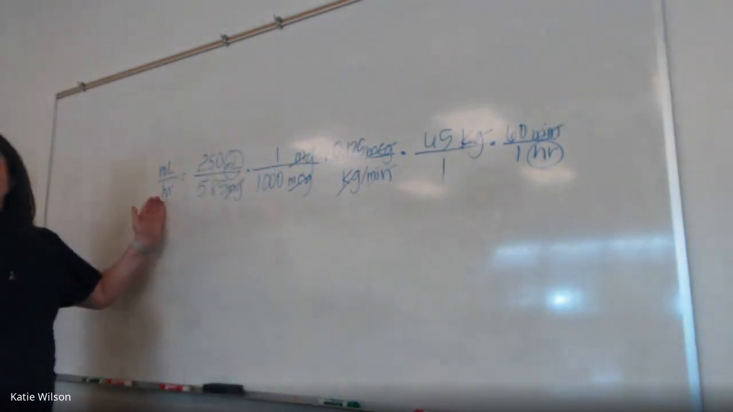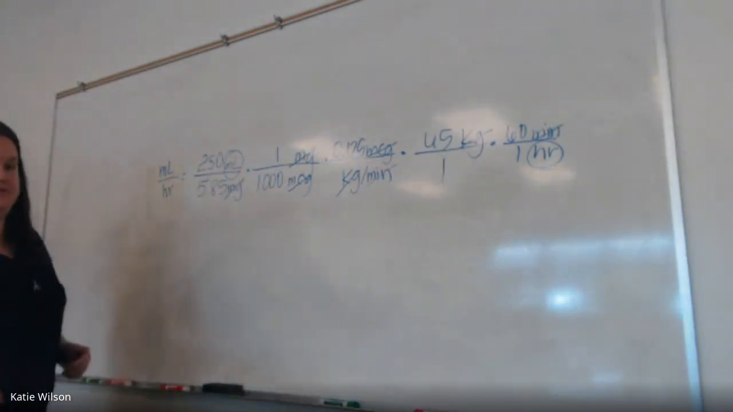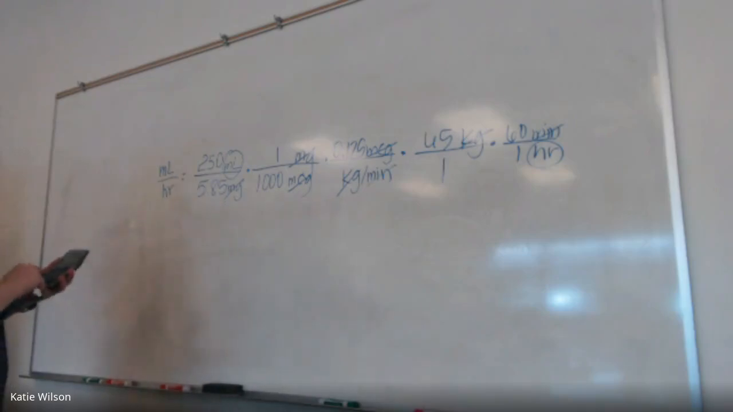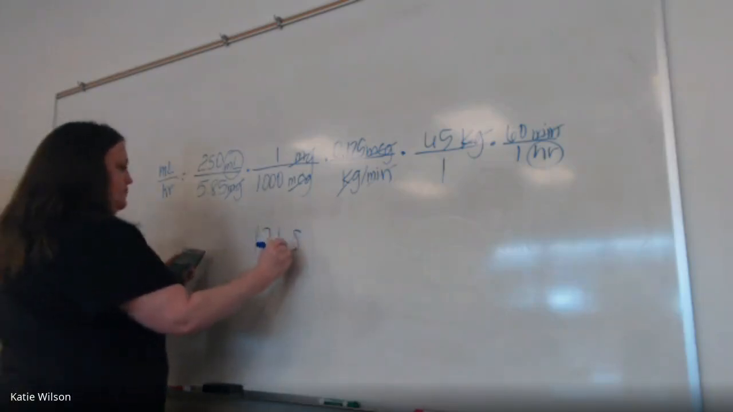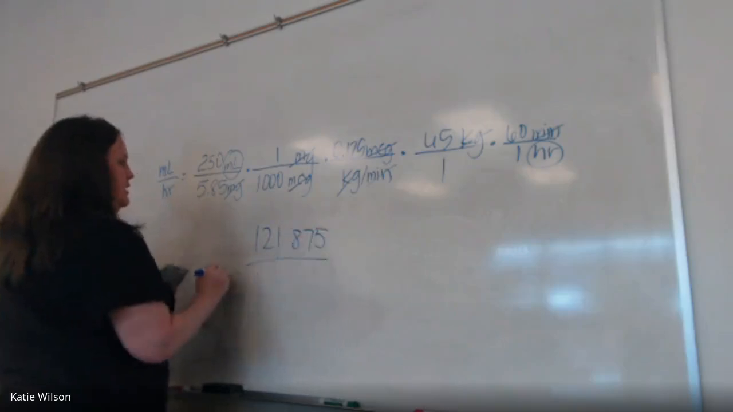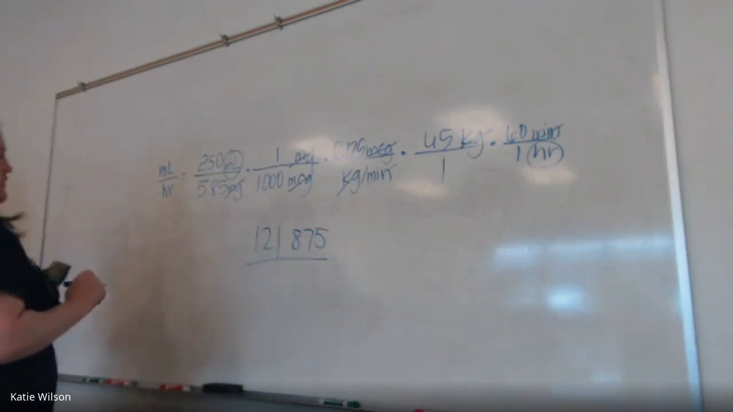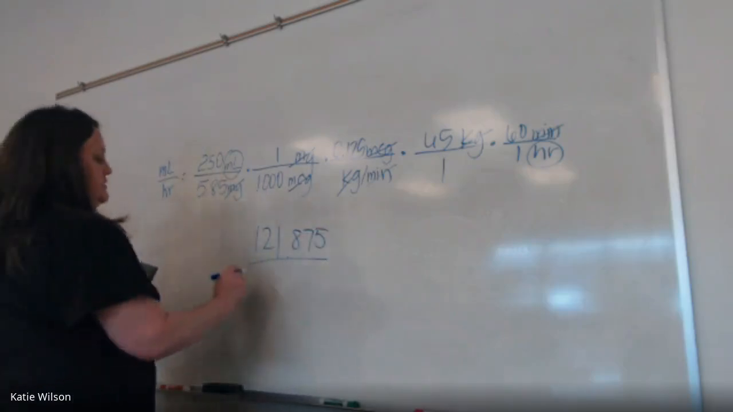Did everyone get this far? Great. So 250 times 0.125 times 65 times 60. I remembered it that time. And then I've got 5.85 times 1,000.